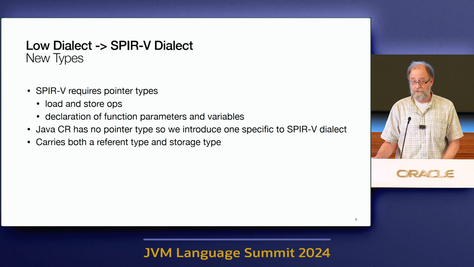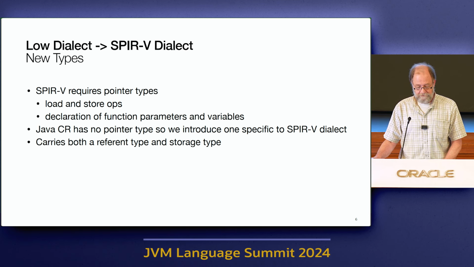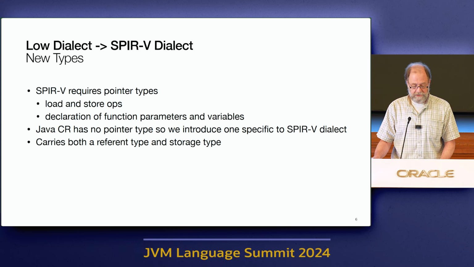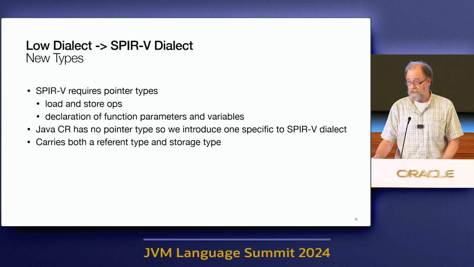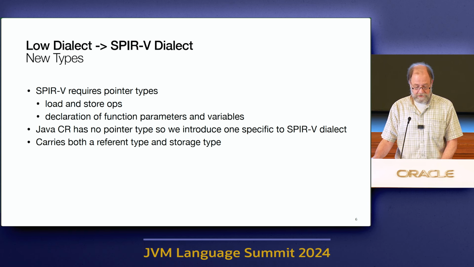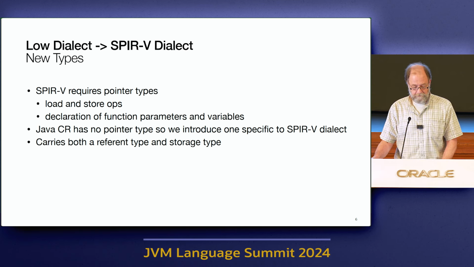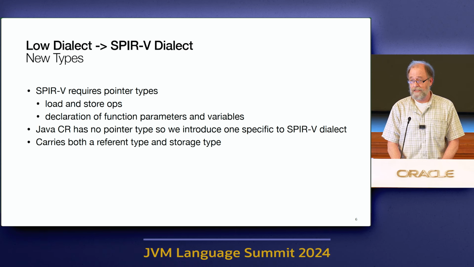We also have a couple of new types that are at least the minimum types that have to be added to represent SPIR-V. The one I'll show here is the SPIR-V pointer type. It uses these in loads and stores, and in declarations, parameter declarations and variable declarations. So we'll add a pointer type to the SPIR-V dialect, and by the SPIR-V spec, it carries a referent type and what they call a storage class.